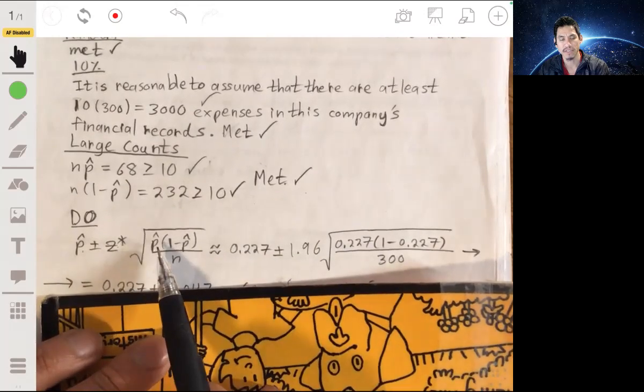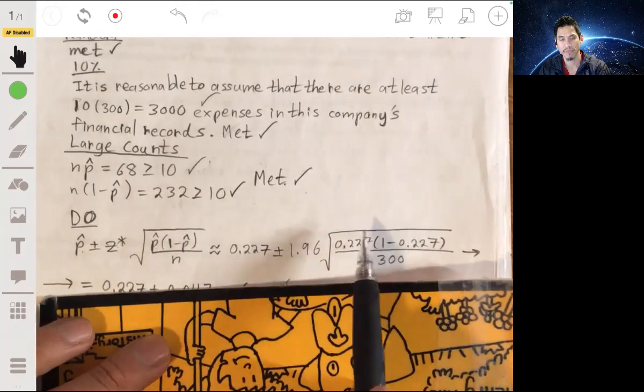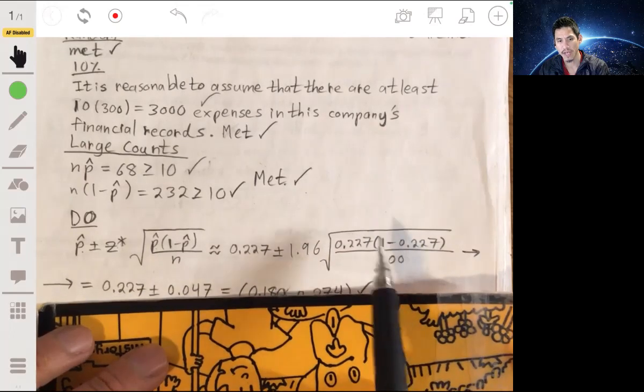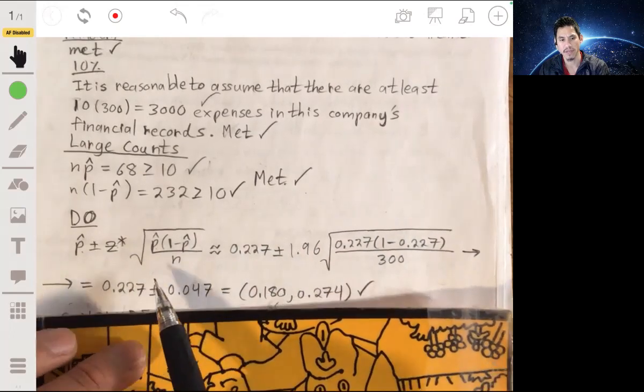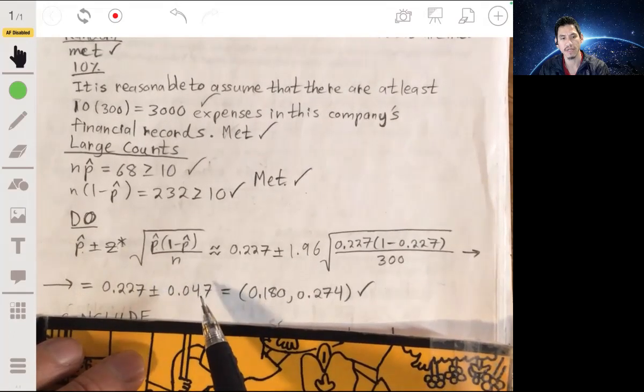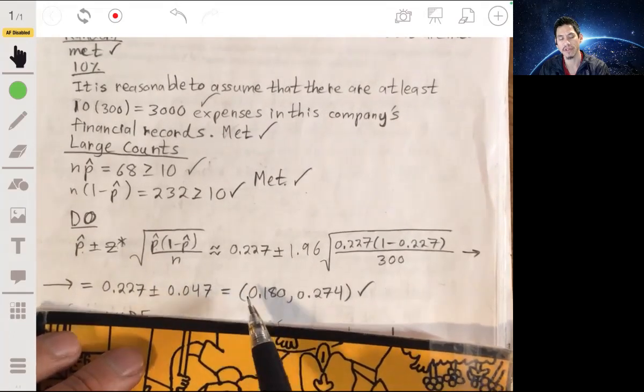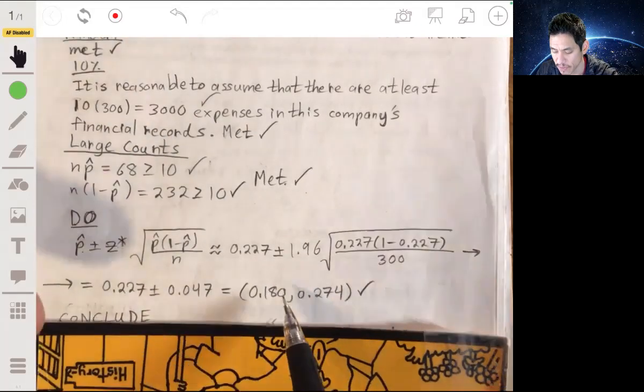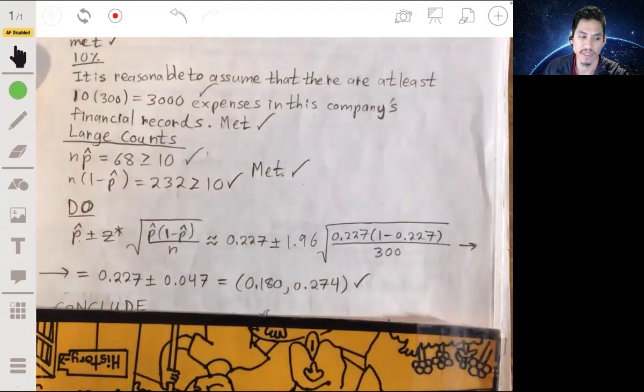p hat, remember, the 68 over 300. Going through that, make sure you don't mess up on your calculation. You'd get about 0.227 plus or minus about 0.047. So you get your confidence interval to be about 0.18 to 0.274.